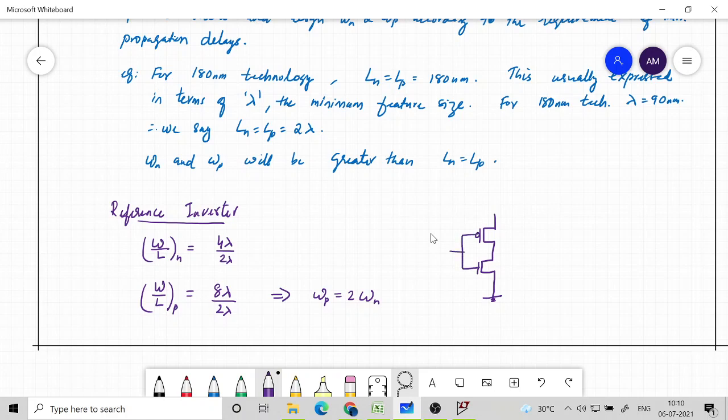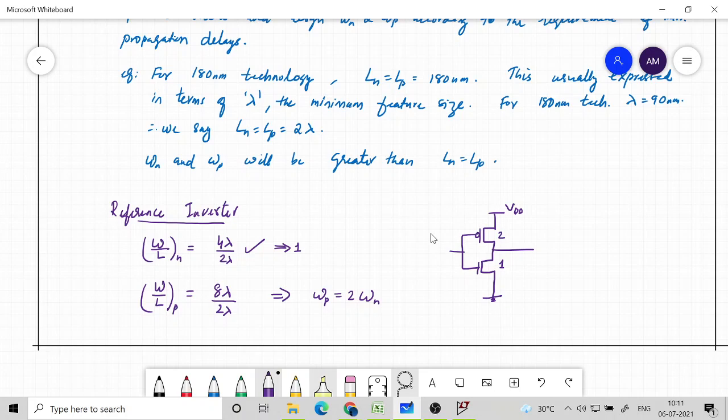The size of the reference inverter, now we will denote like this. We will call it 1. The NMOS we will call 1, this is the NMOS, I am calling it 1, and for PMOS it is going to be written as 2. That is the minimum size that we have, and every other circuit will be compared with this reference inverter. So when I say 1, what I am actually talking about is 4 lambda by 2 lambda.